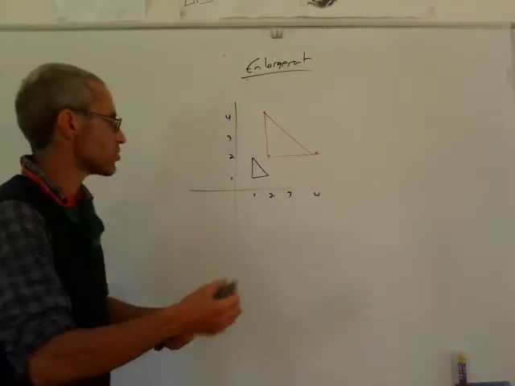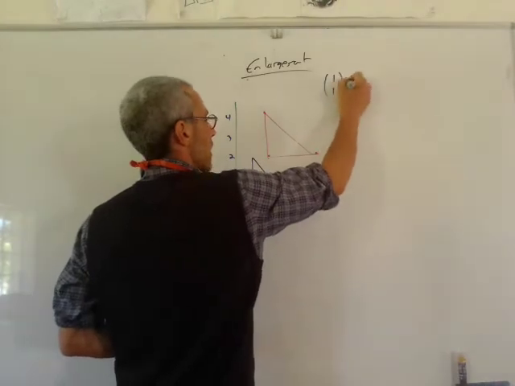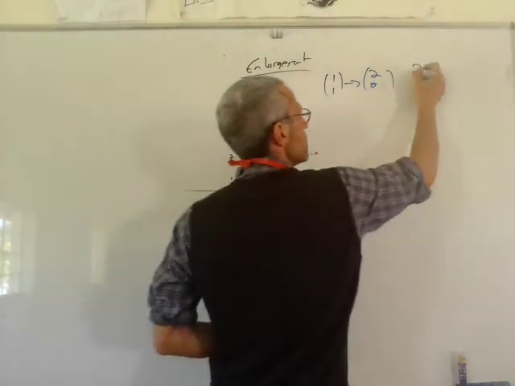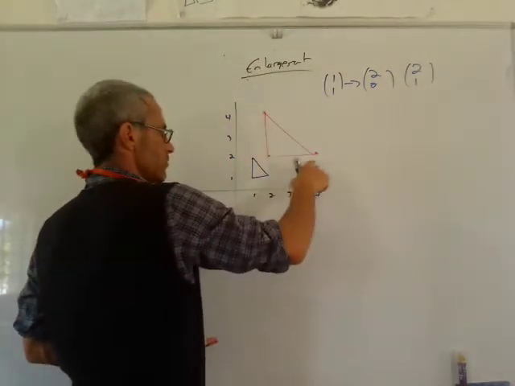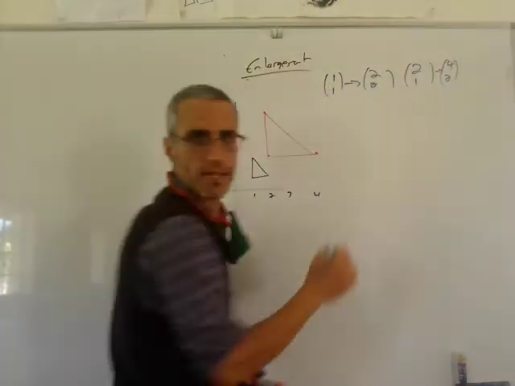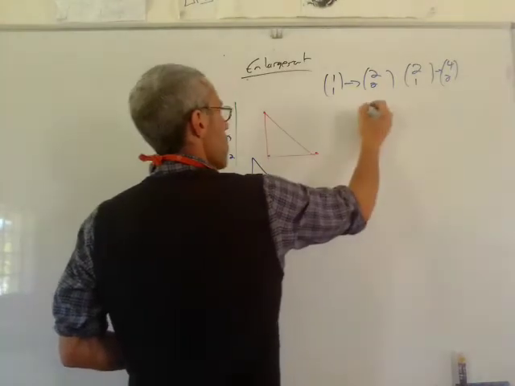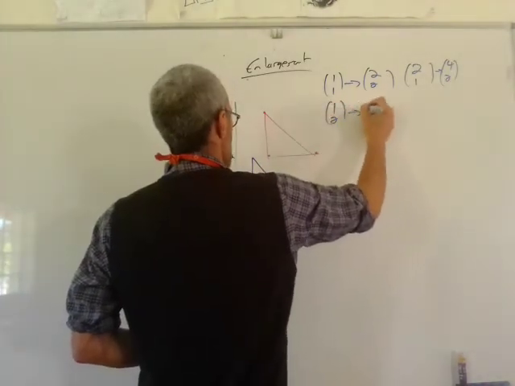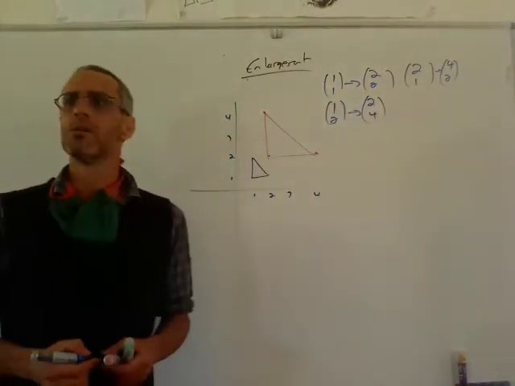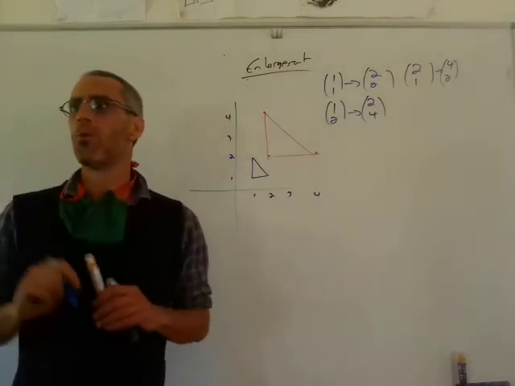So what did I do here? Let's spell it out. Point 1, 1, I moved to 2, 2. Point 2, 1, move to 4, 2. And lastly, 1, 2 became 2, 4. What did I really do here? I doubled the x and I doubled the y.